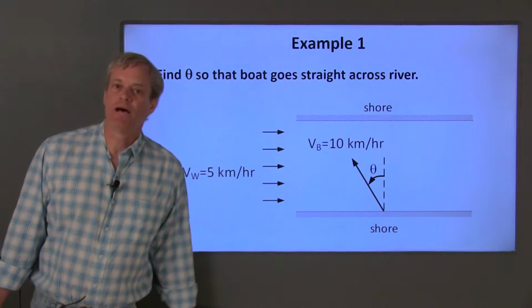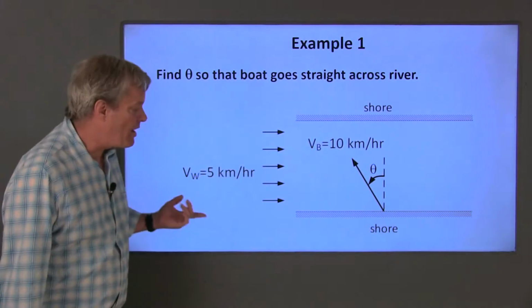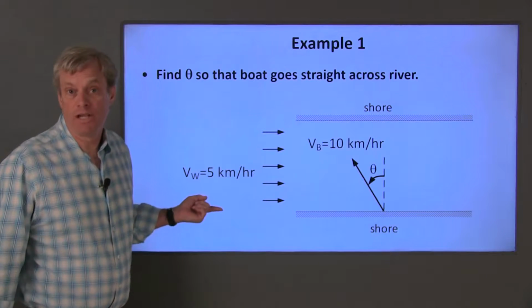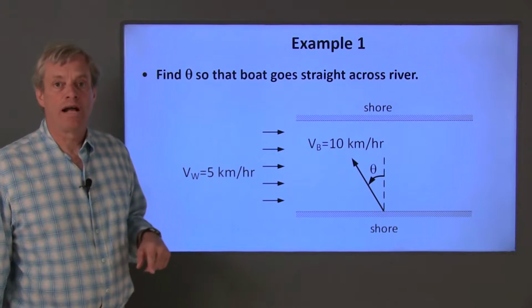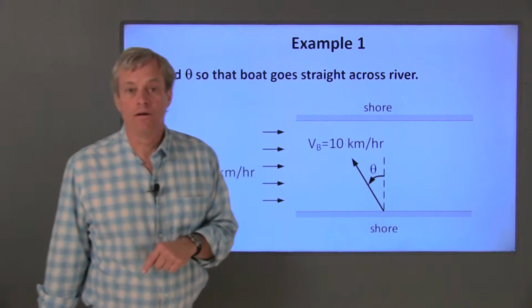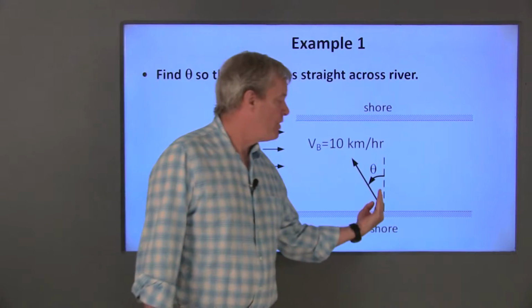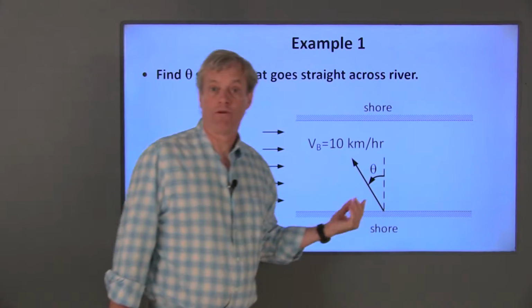As an example of the polygon rule, let's look at the case of a boat crossing a river. The water velocity in the river is 5 kilometers per hour, and the boat travels at a speed of 10 kilometers per hour relative to the water. We want to know what bearing, the angle theta, results in the boat going directly across the river.